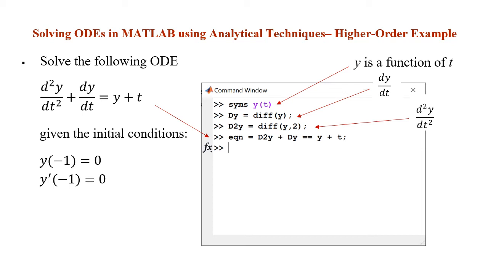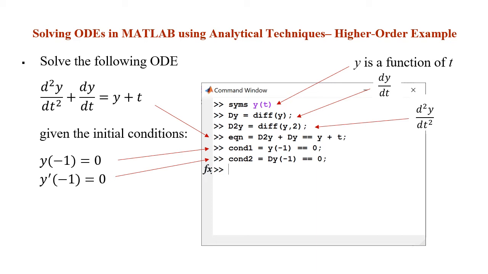So I only have one equation and 2 conditions. So the first condition is y at -1 is equal to 0. So I'll name it cond1, or condition 1, is equal to y at -1 is equal to 0. Then the second condition, cond2, is equal to dy at -1 is equal to 0. Now I have everything prepared.